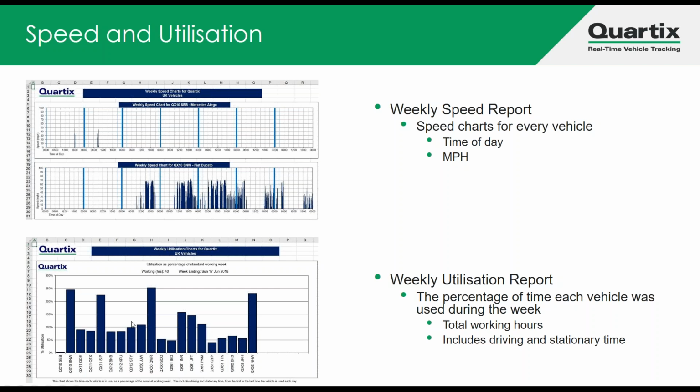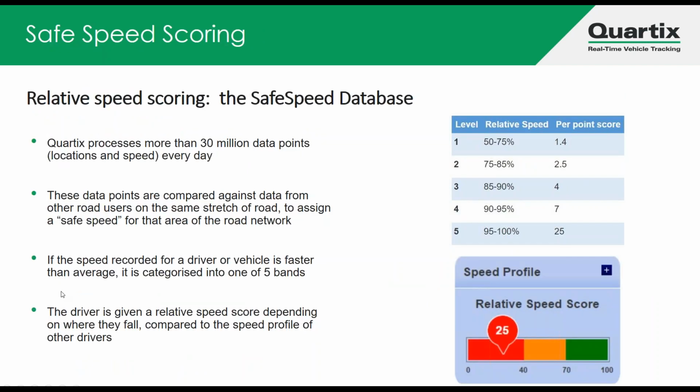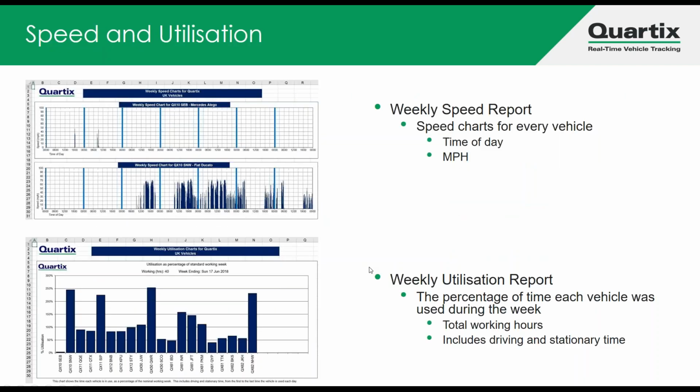Okay, and down the bottom we've got a utilization report. So it shows, sorry about that. You've got the percentage of the time that the vehicle has been used during the week. And it shows the total working hours. You'll see up here we've got 40. When you actually generate this report yourself, you do have the option to change that. So if your drivers do a 35-hour week, then you would want to amend that to get the percentages more accurate on there. It shows the total working hours and it includes driving and stationary time.